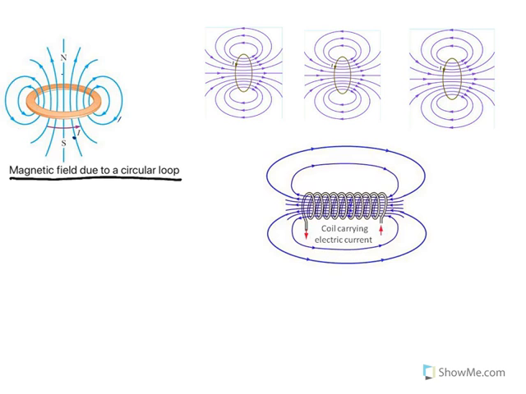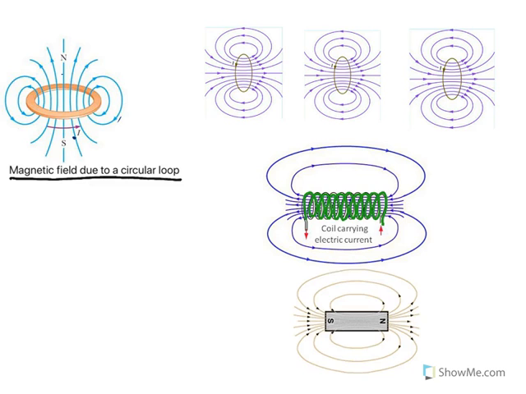The field would look somewhat like this, just like that of a bar magnet. Here we have a number of coils kept close to each other, and such a structure is called a solenoid. A solenoid acts as a magnet as long as current is passing through it, and the magnetic field due to a solenoid is very similar to that of a bar magnet.